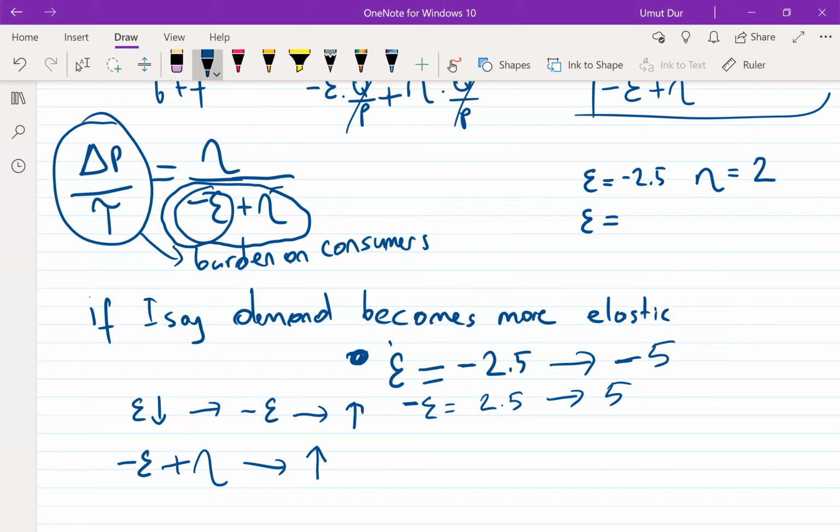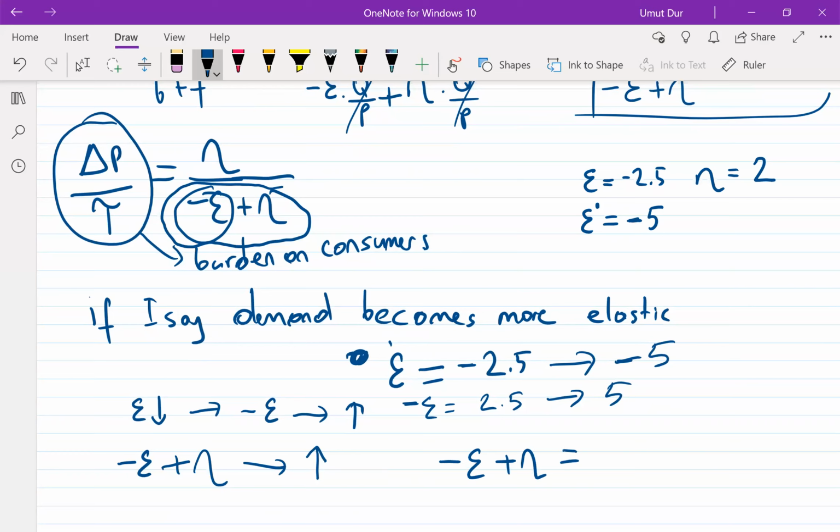Suppose that the demand becomes more elastic, which means that now I need to consider a new epsilon. Since it becomes more elastic, it approaches minus infinity. What I am doing is considering this term.